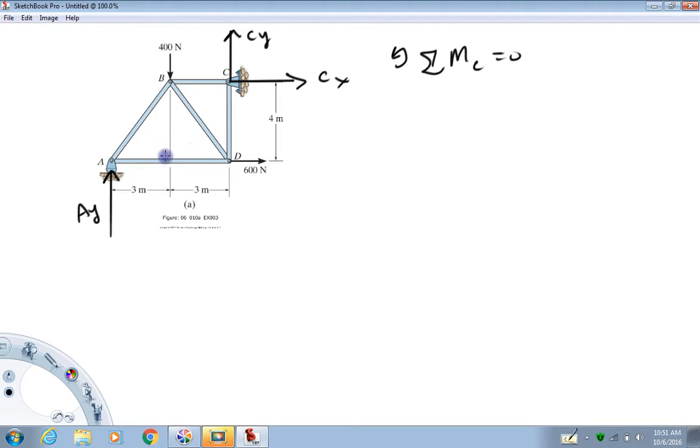So, the moment produced by AY about C. Now AY acts all along this line. The moment arm for AY is this distance, which is 6 meters. So equation-wise, we're going to have minus AY times 6 meters, minus because AY is producing clockwise moment about C. Next force producing moment, this 400 newtons, that's producing counterclockwise moment, and I'm calling counterclockwise positive, so we're going to have plus 400 newtons times 3 meters.